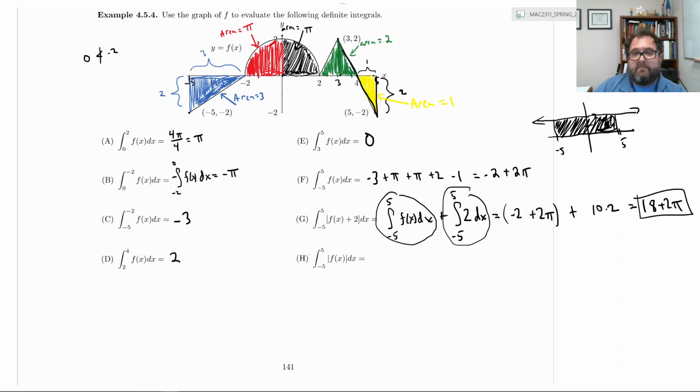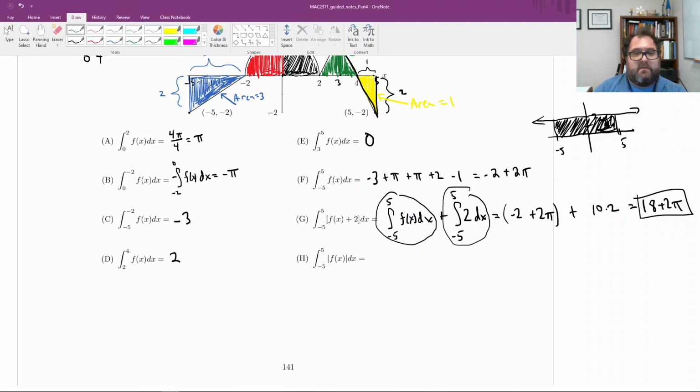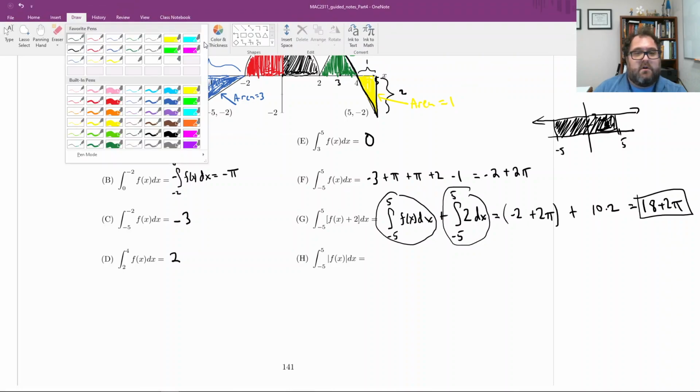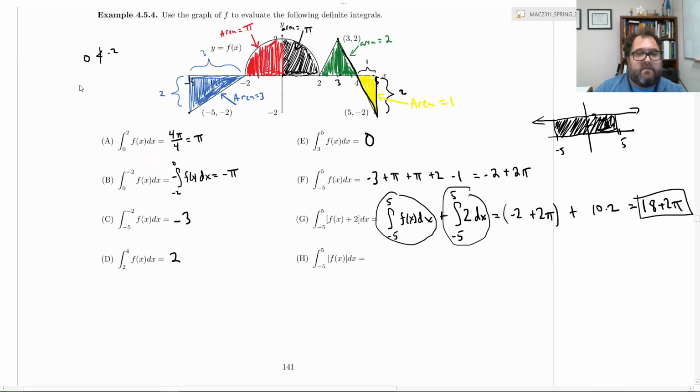So let me pick a new color. Do I have a new color I can use? Oh, I can choose a new color, I believe. Yeah, here's pink. Here's a pink that will be hopefully different enough for us.